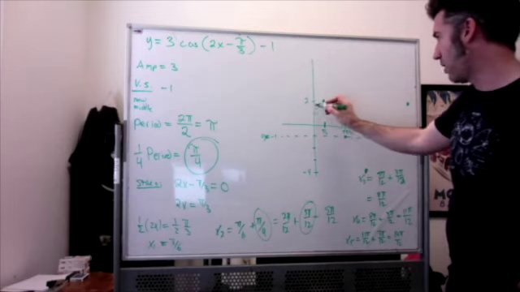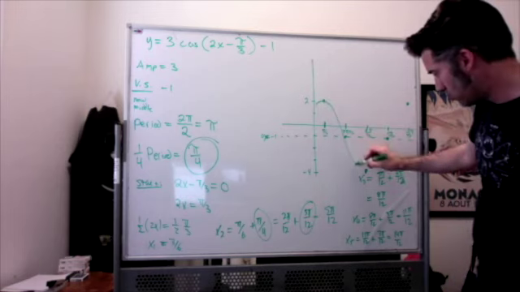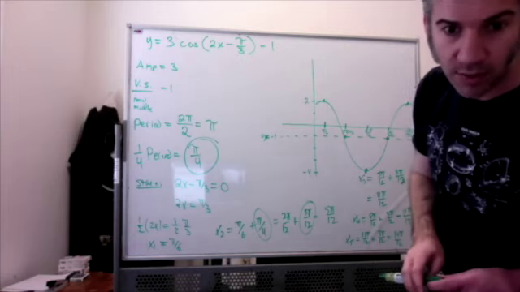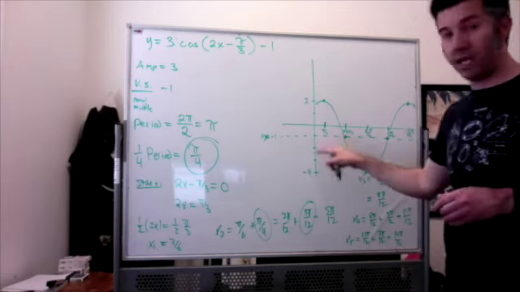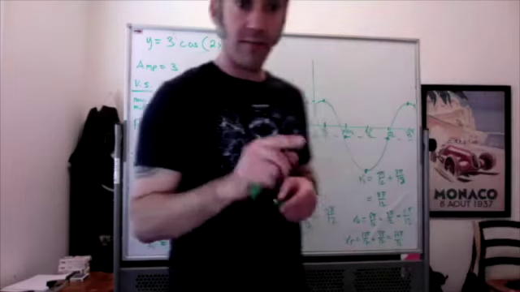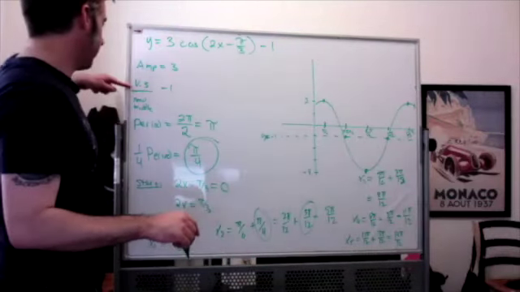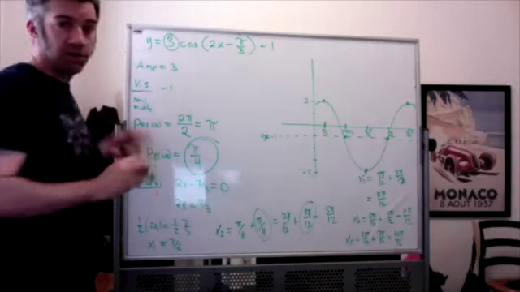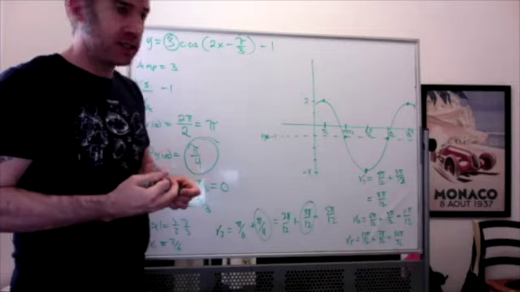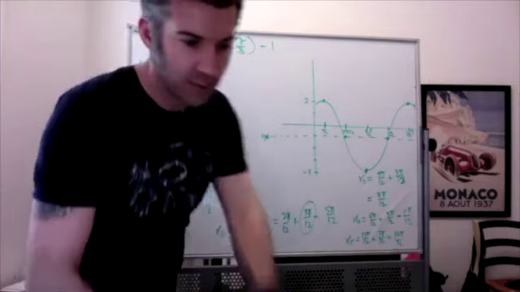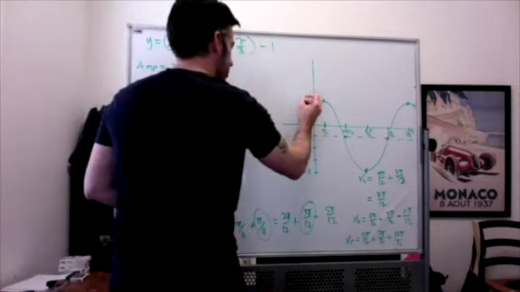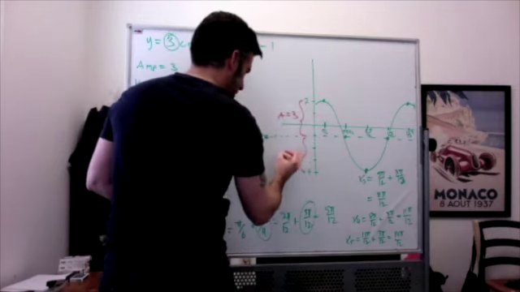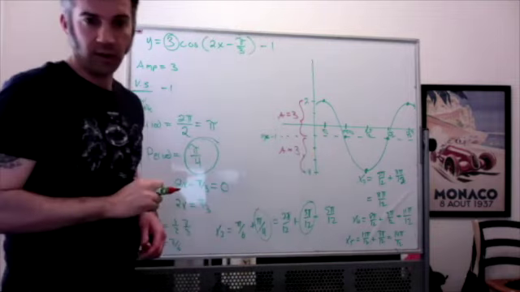So here's what my graph looks like. My lowest is -4 because of the middle line being -1 and the amplitude being 3. The amplitude tells us how far above and how far below the middle line we go.